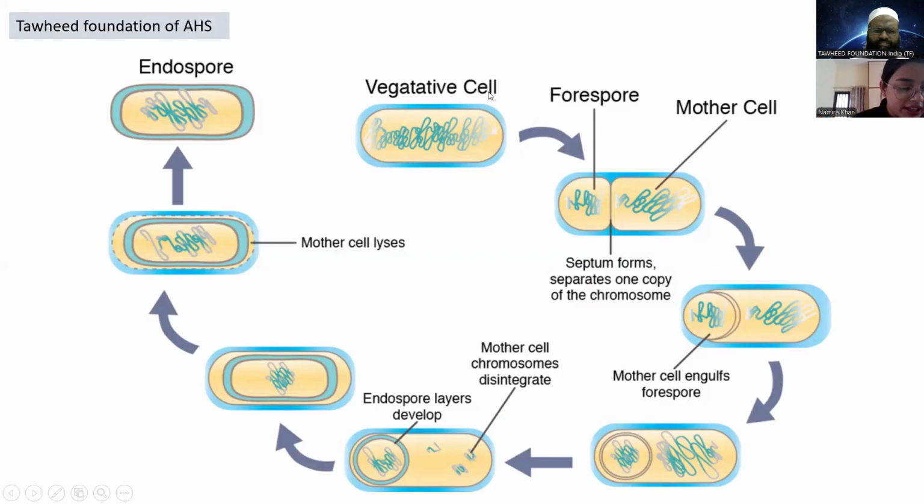This is a diagrammatic representation of the endospore formation cycle. We'll start with the vegetative cell: the actively growing, metabolically functioning bacterial cell. Under unfavorable conditions like nutrient depletion, it initiates sporulation. Forespore: the initial small compartment that forms inside the vegetative cell after asymmetric cell division. It will develop into the mature endospore and contains a copy of the bacterial DNA. Mother cell: the larger compartment surrounding the forespore, supports and nurtures the development of the forespore into an endospore, and ultimately lyses to release the mature endospore.